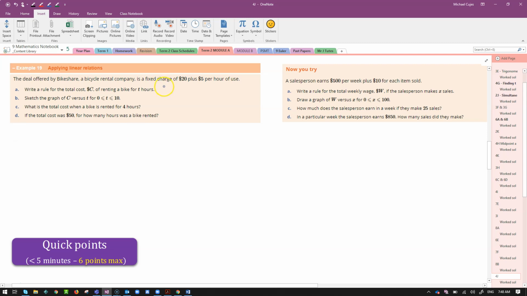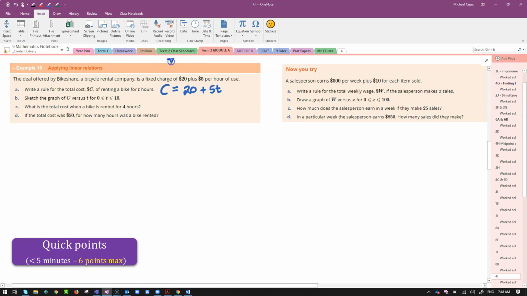Okay, well that first bit's not going to be too bad. The cost is always going to be $5. Oh no, $5 per hour plus the $20 fixed charge. So we could write it as, well, it's always going to cost you $20 and then it's going to cost you $5 for every hour after that.